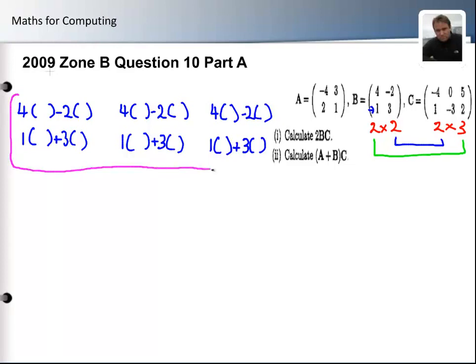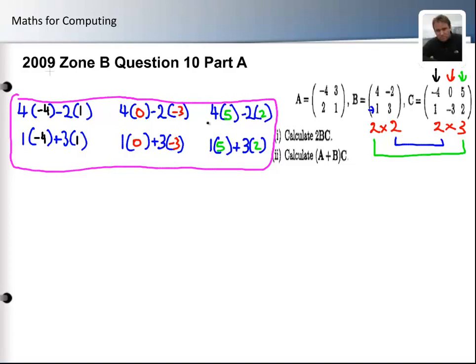So we're setting up a 2 by 3 matrix here. All we have to do now is put in the values from C. The first column, minus 4 and 1, goes in there, and again, minus 4 and 1. The second column is 0 and minus 3, so 0, minus 3, 0, minus 3. And the last column is 5 and 2, so 5 and 2, 5 and 2.